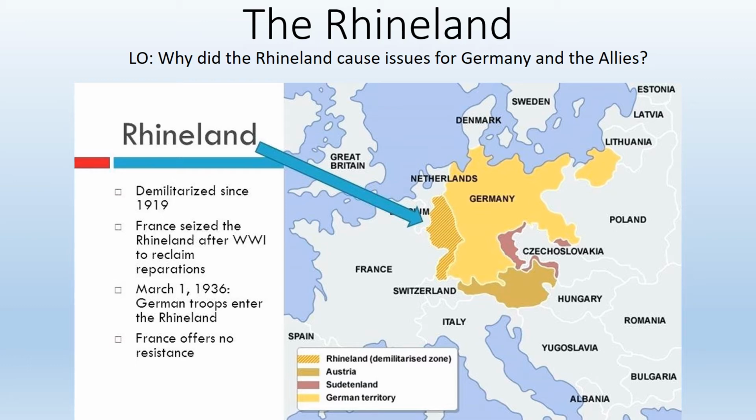Hello everyone, we are now on our second lesson of Germany Unit 7, all about Hitler's foreign policy, and today we're going to be looking at the events that took place in the Rhineland.